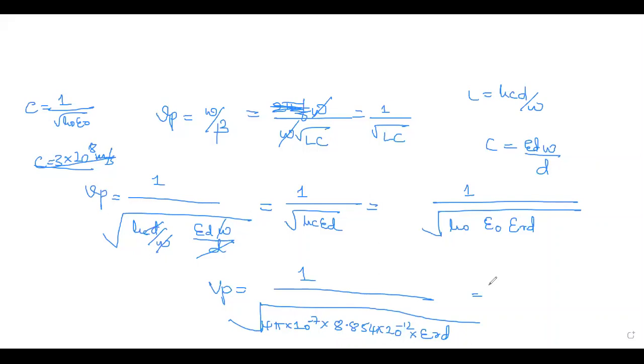If you do 1 divided by that, I think you'll be getting 2.99 into 10 to the power 8. Are you getting it, ma'am? Yes, ma'am. Okay, you're getting 2.99 into 10 to the power 8, which is nothing but your c, or you call it velocity. So I can write directly here, 1 by that is nothing but c by square root of epsilon_rd. If you get confused with writing c, you can also mention it as v naught, as you usually take. So this is one more equation of phase velocity. Any confusions?